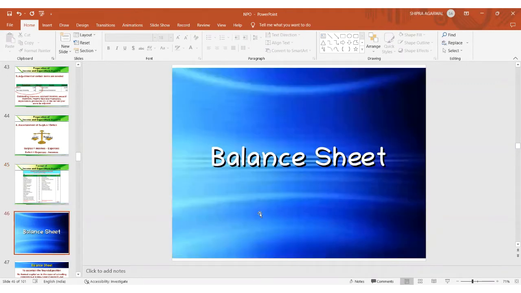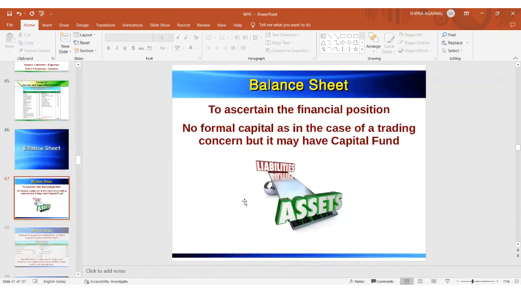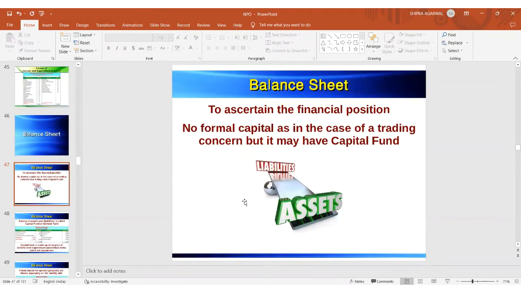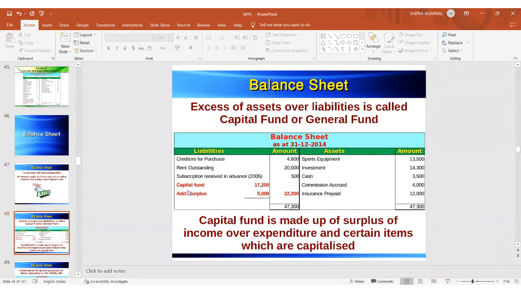Next, we move on to the balance sheet. As I told you, balance sheet is prepared to ascertain the financial position of the business, right? As such, there is no formal capital in case of NPOs, but yes, it may have a capital fund, right? So here, if it has any capital fund, that is to be written over here, right?